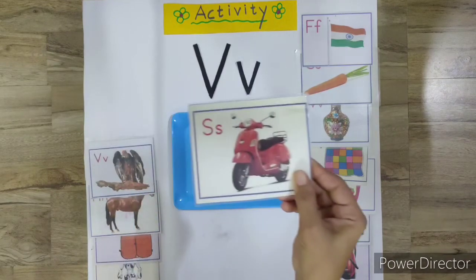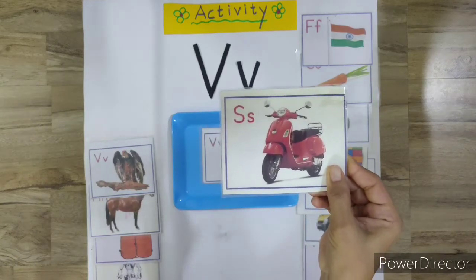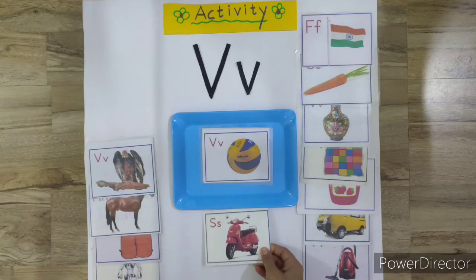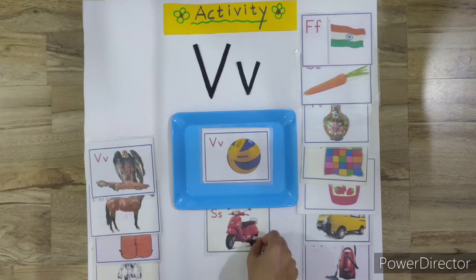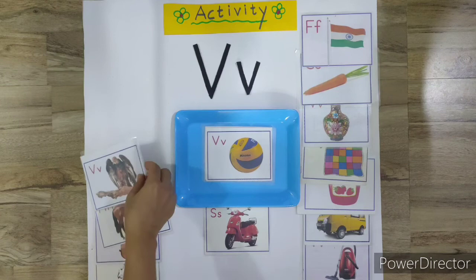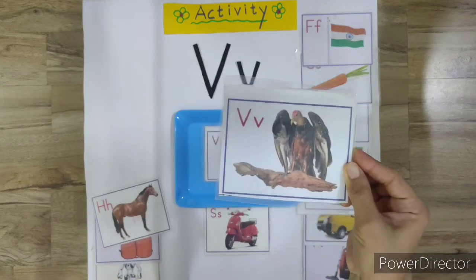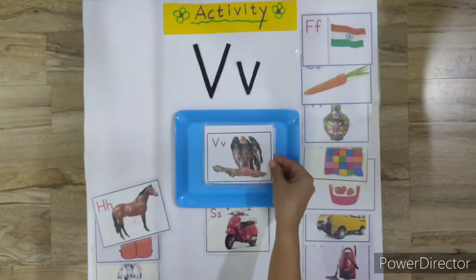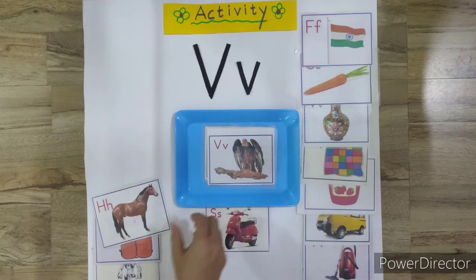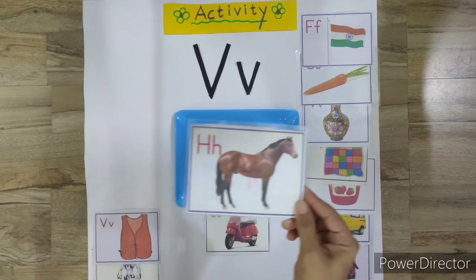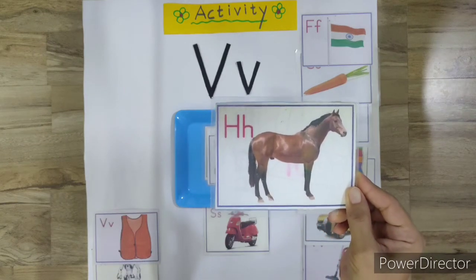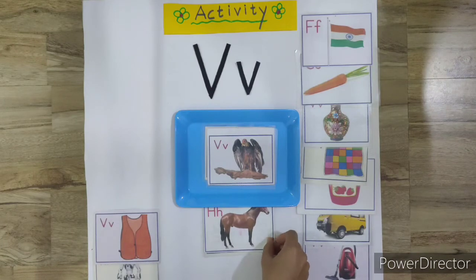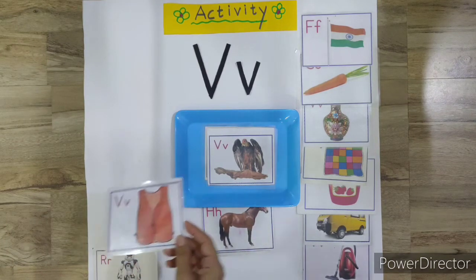Which picture is this? Yes, it is a scooter. It does not start with letter V. So we will not put it in the tray. Next is a vulture. It starts with alphabet V. So let us put it in the tray. This is a horse. Horse does not start with alphabet V. So we will not put it in the tray.